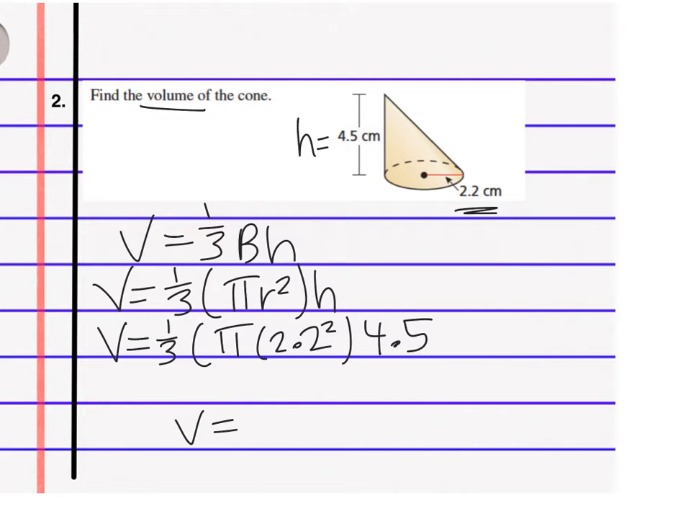Or what I do, again, not that you have to do this, is I do all this and then I divide by 3 at the end. Although some people forget to divide by 3, so they like to put in 1/3. Up to you, 22.8 cubic centimeters.